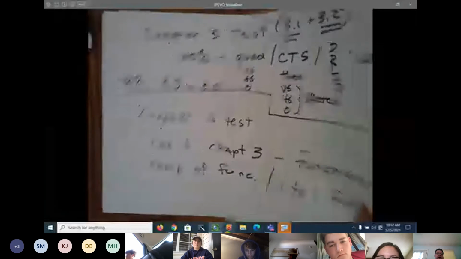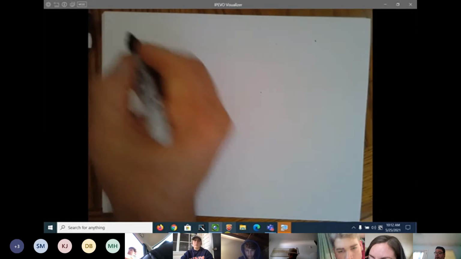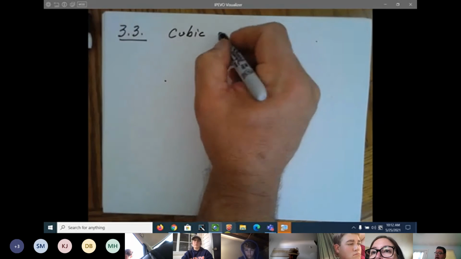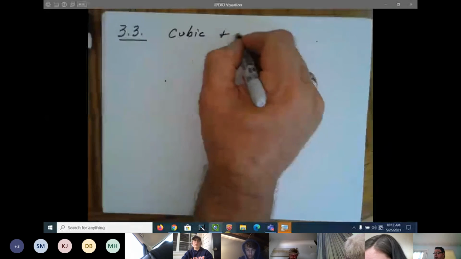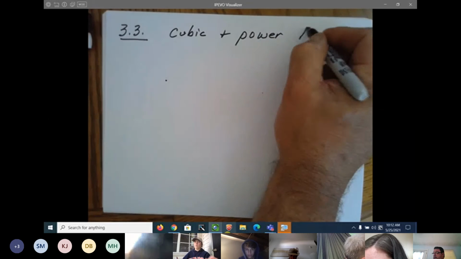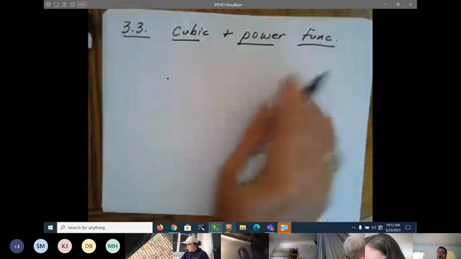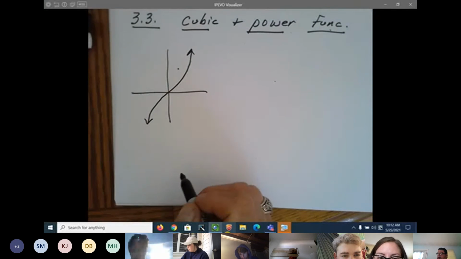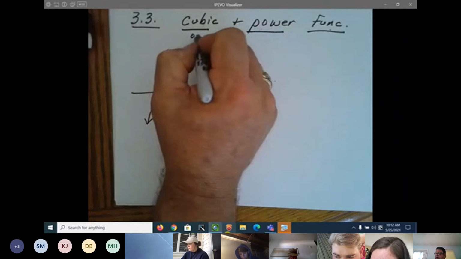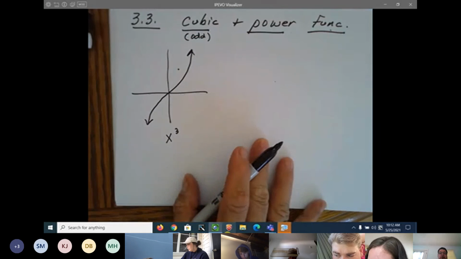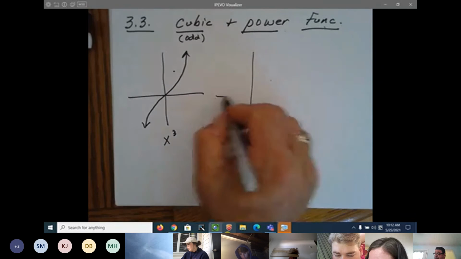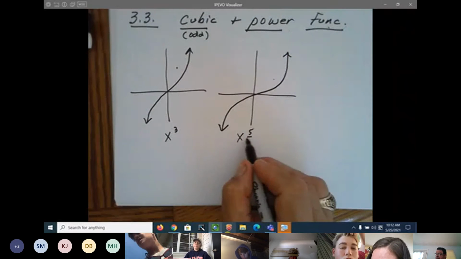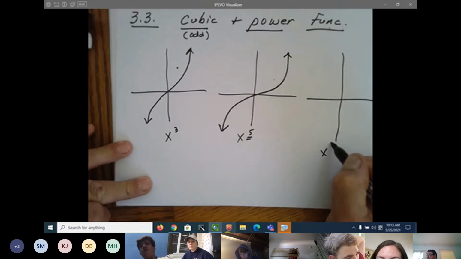Now, 3.3 and 3.5. 3.3, we're going to be moving into cubic functions and power functions, cubic and power functions. What is a cubic function? Well, a cubic function, your parent graph looks like this, and that's x to the third, and it's odd because it is symmetrical around the origin. And your x to the fifth will look a little bit flatter on the turns because it's x to the fifth. X to the seventh will be a little bit flatter.